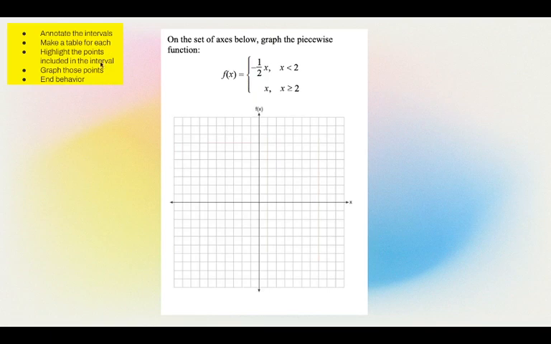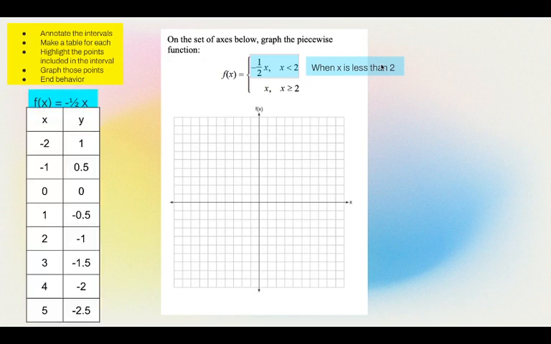So here's the checklist of how this is going to work. The first thing we're going to do is annotate the intervals. So this first piece of the function, negative 1/2 x, is going to be for all the values when x is less than 2. So I'm actually going to write that next to the interval as my guide and make a table for that function and highlight the points that are included. This is really important. This is going to tell you which ones to put on the graph.